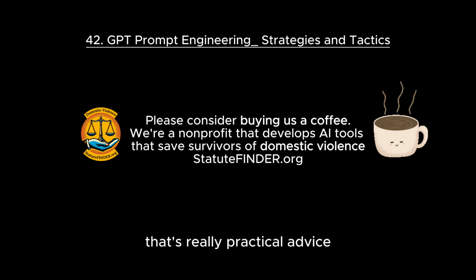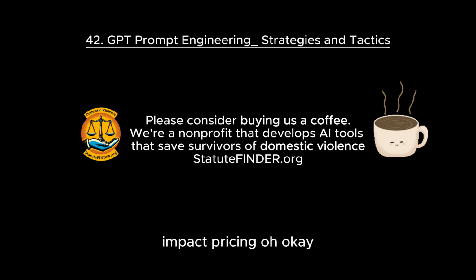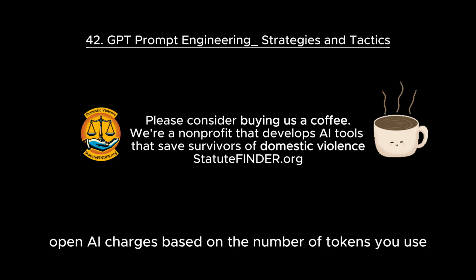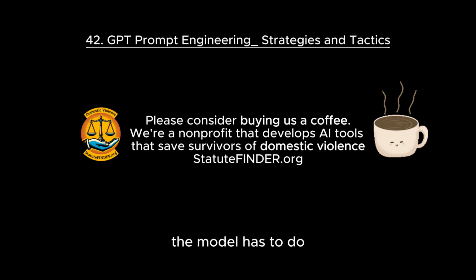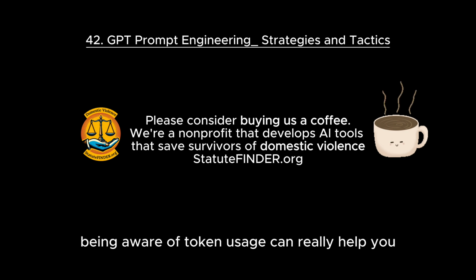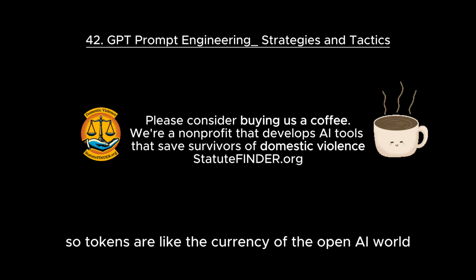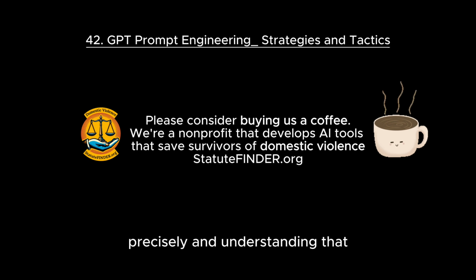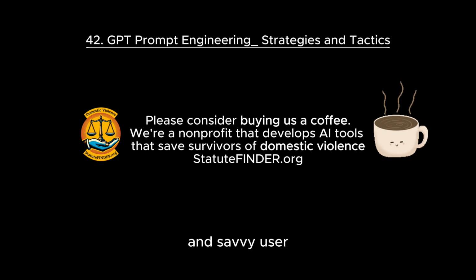That's really practical advice. Is there anything else I should keep in mind about tokens? Yes, tokens also impact pricing. OpenAI charges based on the number of tokens you use, both in your input prompt and in the generated output. So it's like you're paying for the amount of thinking the model has to do. That's a great way to think about it. Being aware of token usage can help you estimate costs and optimize your API usage. So tokens are like the currency of the OpenAI world. Precisely, and understanding that currency is going to make you a much more informed and savvy user.